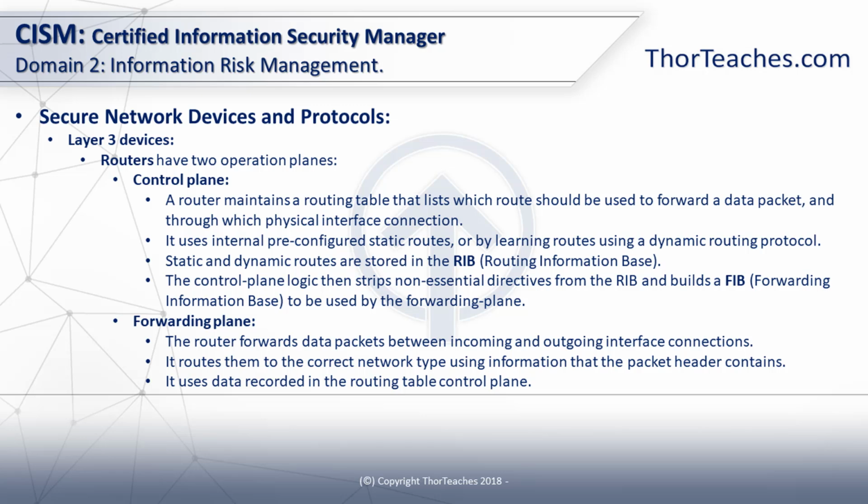It then strips the non-essential directives from the RIB to build a forwarding information base, which is what the forwarding plane uses to send traffic. In the forwarding plane, the router forwards the data between our incoming and outgoing interface connections. And it does that by using the network type of a packet header. And just like FTP, the control plane is the brains, it figures out where to send it, and the forwarding plane sends the data.